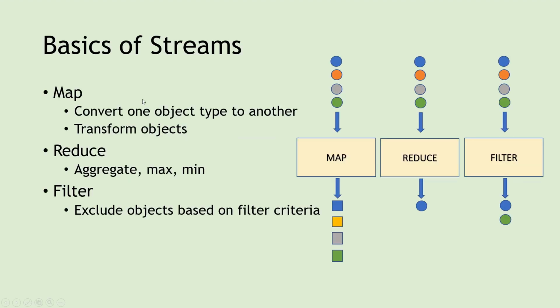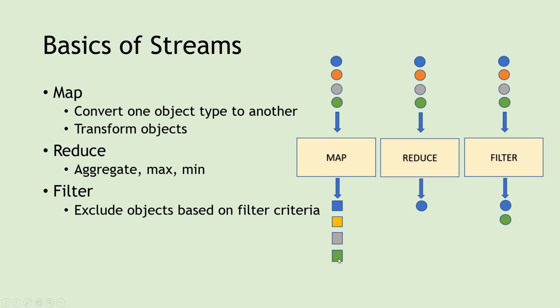So stream is basically based on the map, reduce, and filter mechanism. I'll quickly give you an overview about these terms. So map is a term. If you look at the screen here, you get a collection of objects, and then map basically converts them into a different type of object.